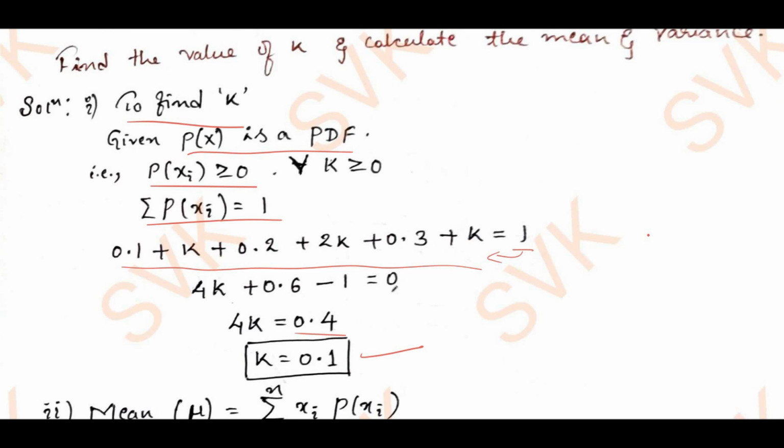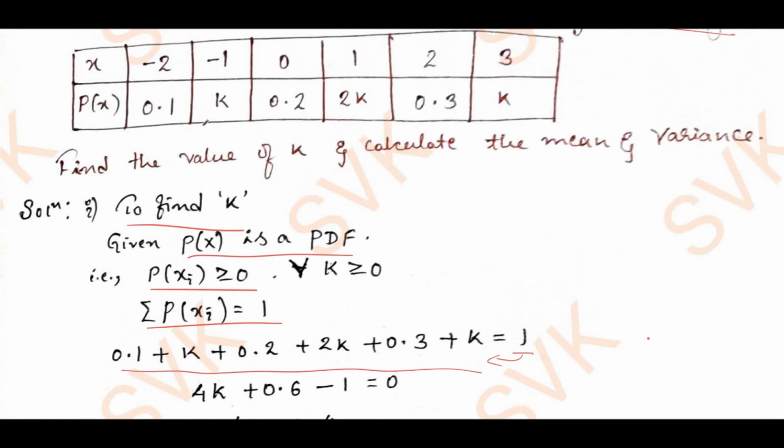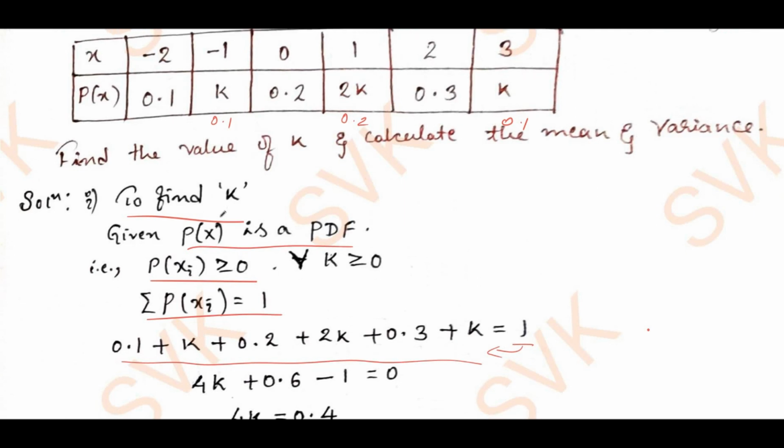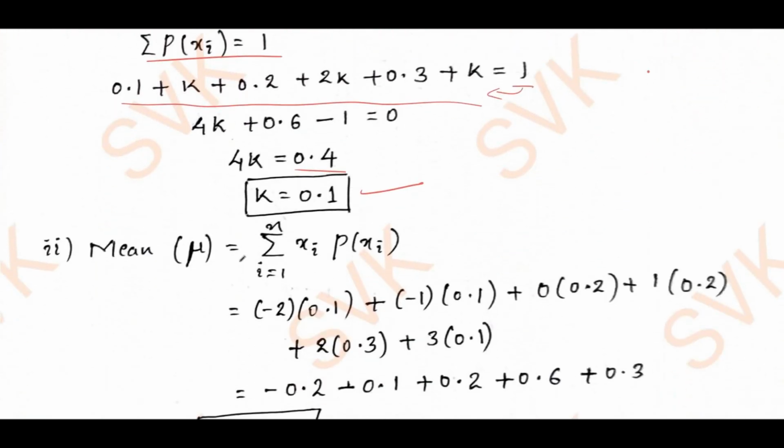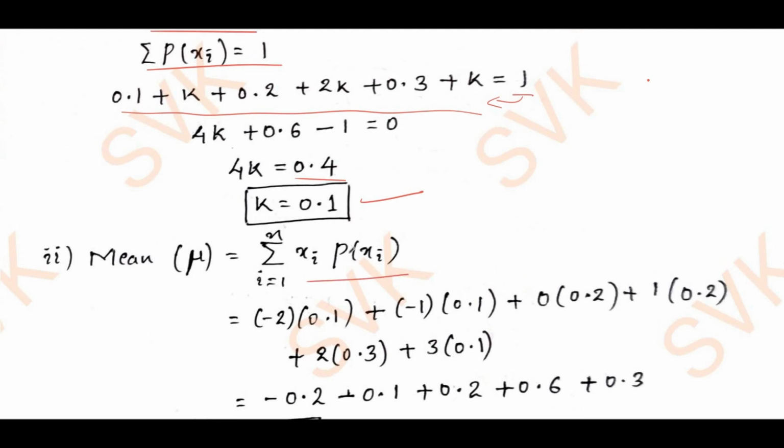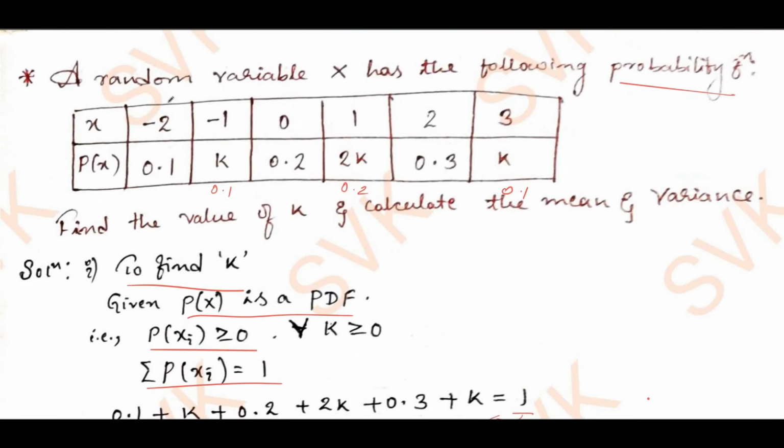So now resubstituting that value, we can reconstruct this table. In place of k, 0.1. So this will become 0.2, and this is nothing but 0.1. So using these values, we need to find mean and variance. So we know the formula for mean. Mean is given by summation i equal to 1 to n xi into p of xi. You know what is x and you know what is p of xi.